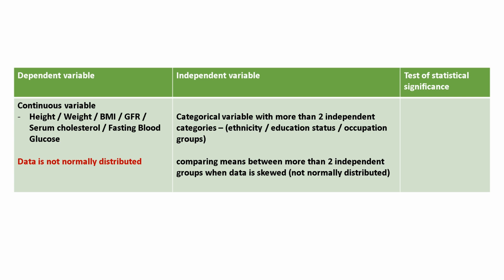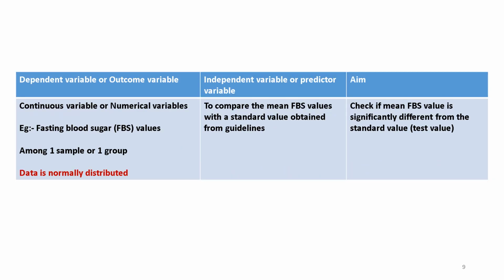In this case, we can apply the non-parametric alternative of one-way ANOVA test, that is the Kruskal-Wallis test. Non-parametric test, Kruskal-Wallis test. It's an alternative of one-way ANOVA test. Okay. Now we can move to the next scenario.